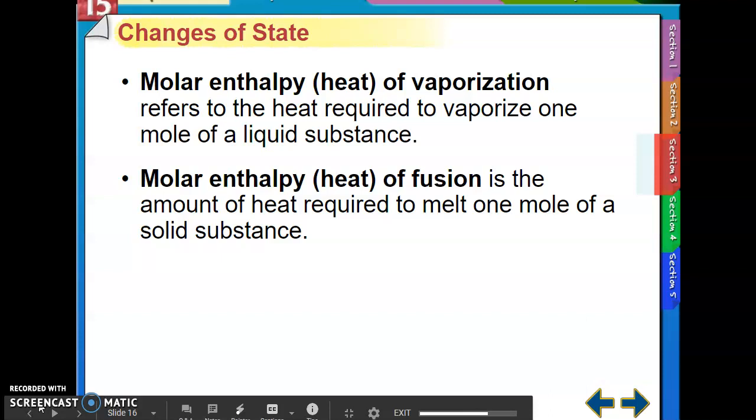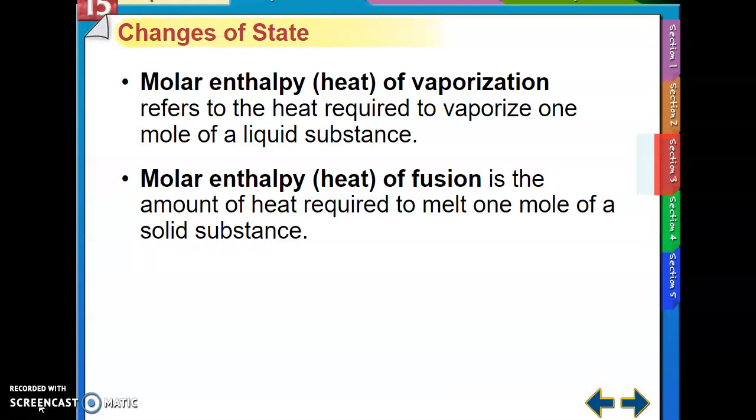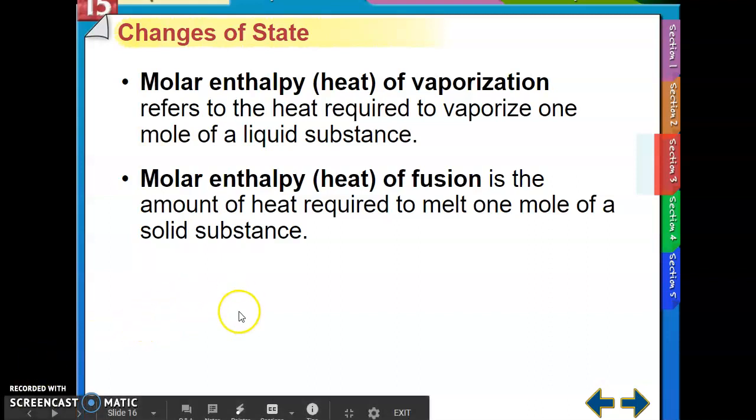Enthalpy of vaporization means the heat that's required to vaporize a substance. And enthalpy of fusion means the amount of heat that is required to melt a substance.